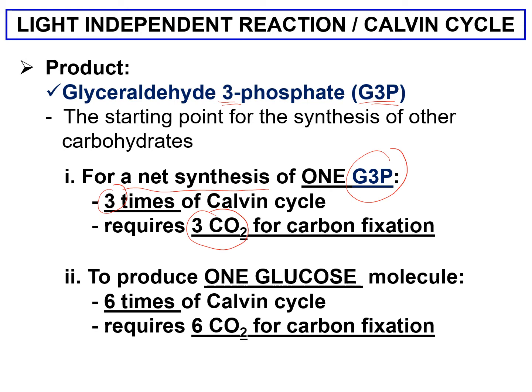To produce 1 glucose, because G3P is a 3-carbon molecule, we need 2 molecules of the 3-carbon molecule. That's why we need 6 runs of the Calvin cycle. And for that, we need 6 molecules of carbon dioxide for carbon fixation.